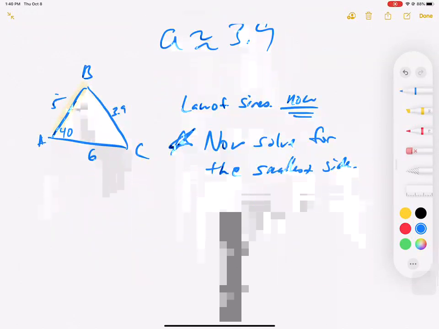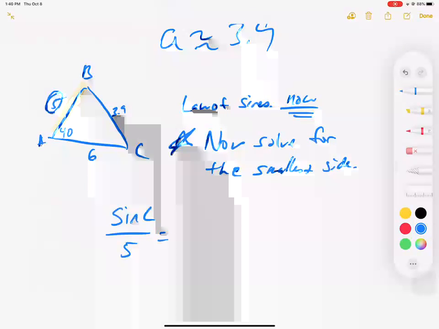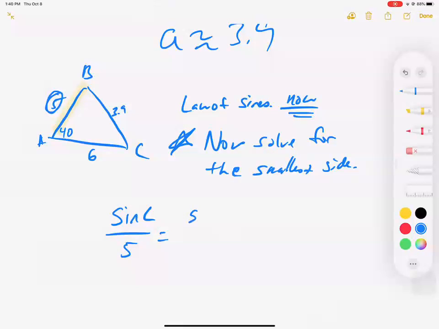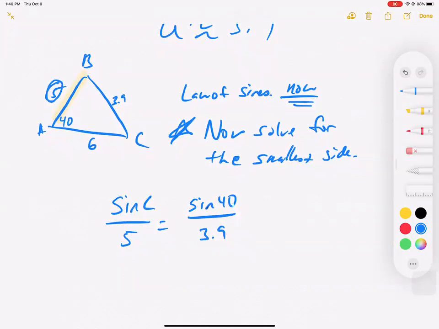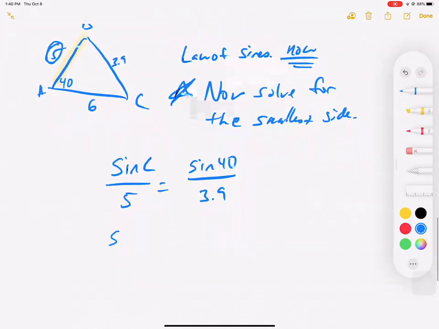So we said the smallest side was 5, so let's solve for sine of C over 5 is equal to, now we have a set for sure, sine of 40 over 3.9. Okay? We're going to multiply 5 to both sides. Sine of C is equal to 5 sine of 40 over 3.9. How did I do that? I multiplied 5 to both sides.